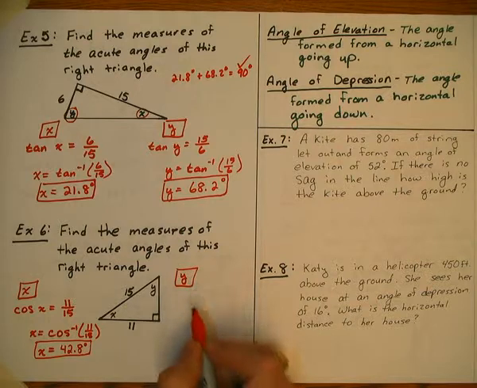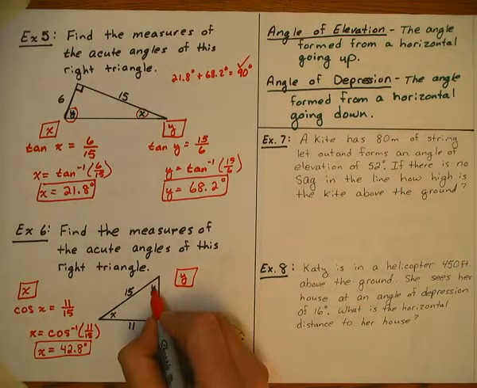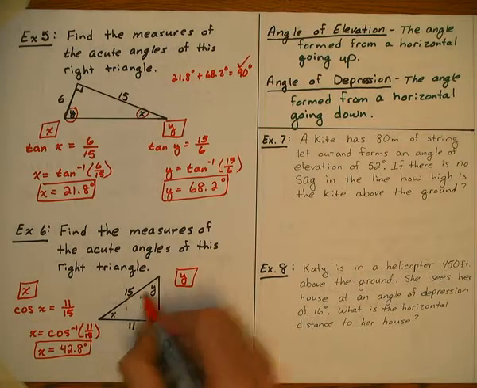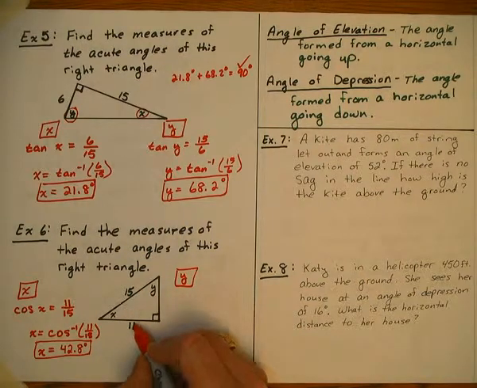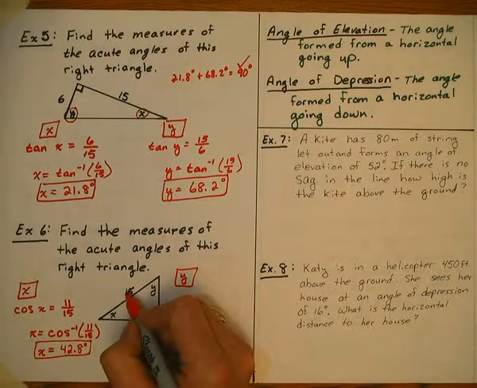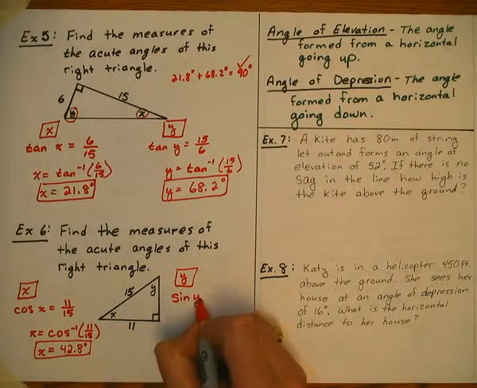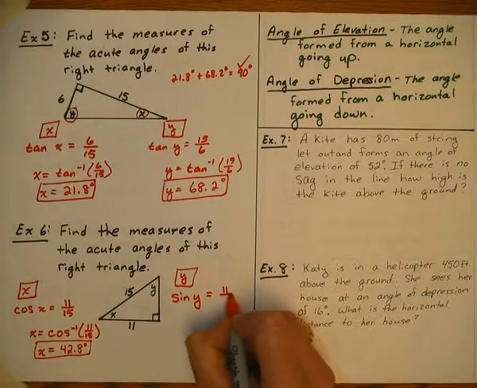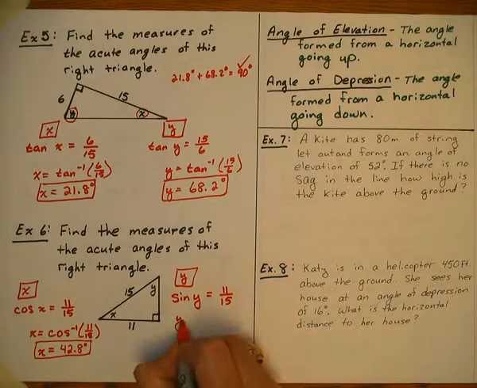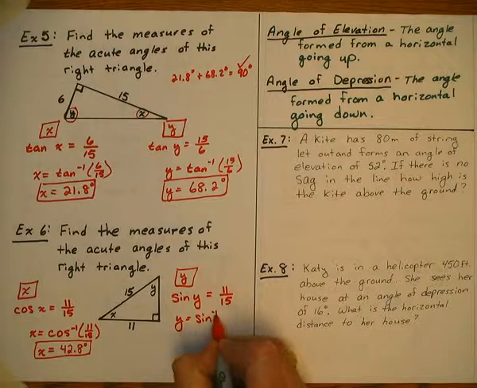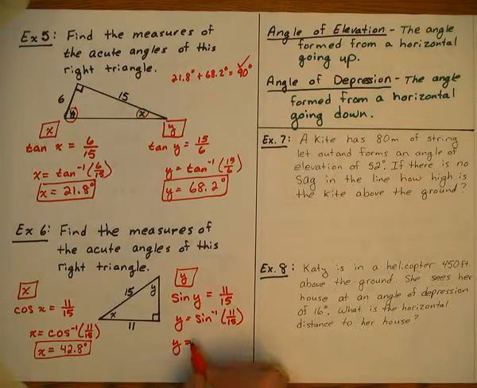Now to find y. So y, 15 is still the hypotenuse, but the 11 this time is going to represent the opposite side. So now you have opposite and hypotenuse, which is sine. So we write this out as sine of y equals 11 over 15. Y will equal the sine inverse of 11 over 15, which comes out to equal 47.2 degrees.